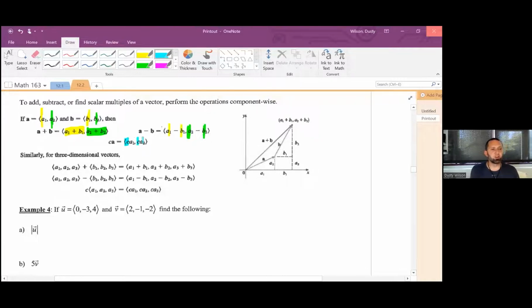There are similar formulas for three-dimensional vectors. So A1, A2, A3 plus B1, B2, B3 is equal to A1 plus B1, that's the sum of the X's, A2 plus B2, that's the sum of the Y's, A3 plus B3, that's the sum of the Z's. A1, A2, A3 minus B1, B2, B3, that's A1 minus B1, the difference in the X's, A2 minus B2, the difference in the Y's, A3 minus B3, the difference in the Z's. C times A1, A2, A3 would be CA1, CA2, CA3. That is, multiply the scalar by each component. Whew.